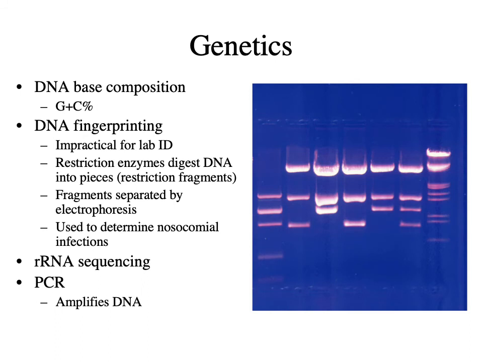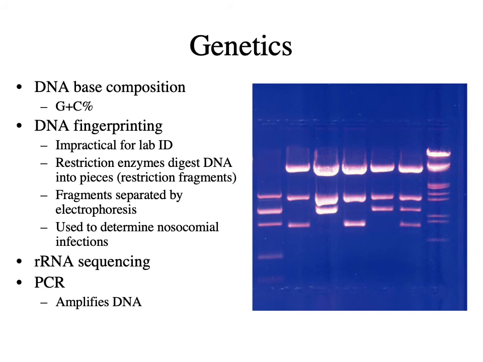When we think about classification of organisms, remember we want to look at that genetic component. And there's many different things that we can do. We can look at the ratio of the DNA base composition between organisms and see the similarities and the differences in these ratios. We can use what's called DNA fingerprinting.